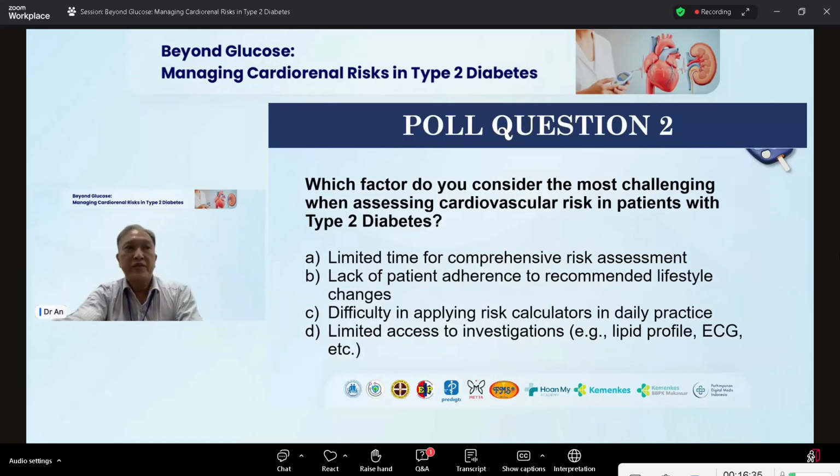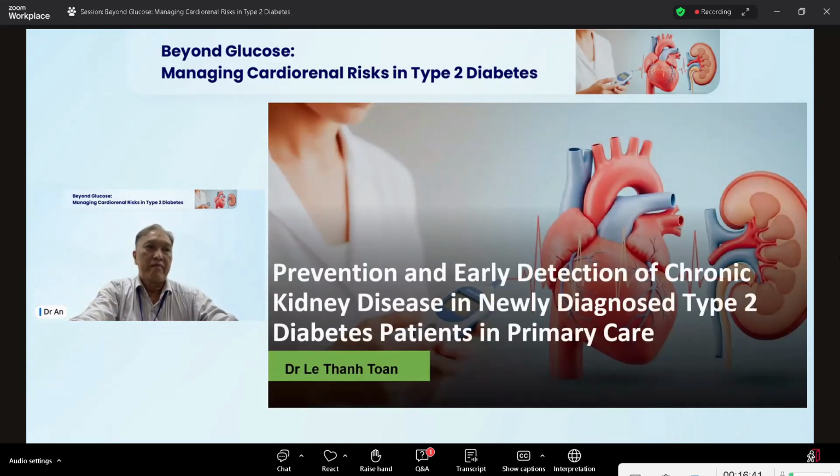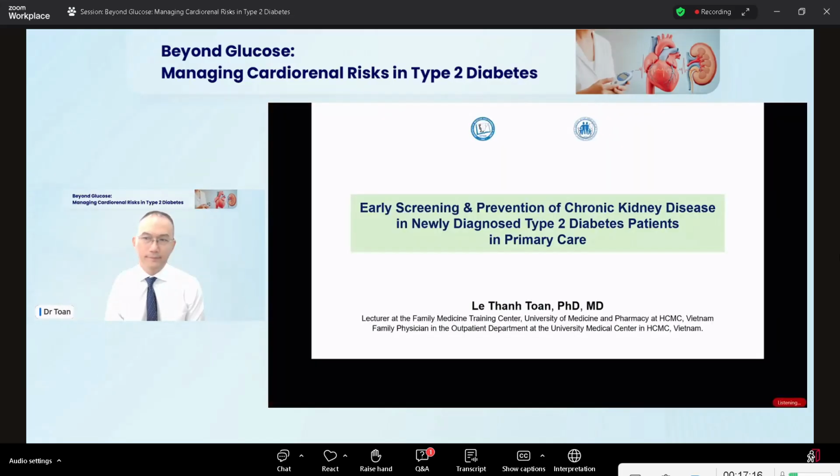And now I would like to move to our next speaker. I have presented Dr. Lê Thanh Toàn from Vietnam. He's a family physician and lecturer from the University of Medicine and Pharmacy at Ho Chi Minh City. Dr. Tuan will be speaking on prevention and early detection of chronic kidney disease in newly diagnosed type 2 diabetes patients in primary care. Dr. Tuan, please go ahead.